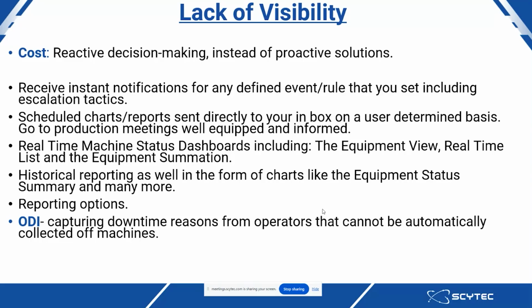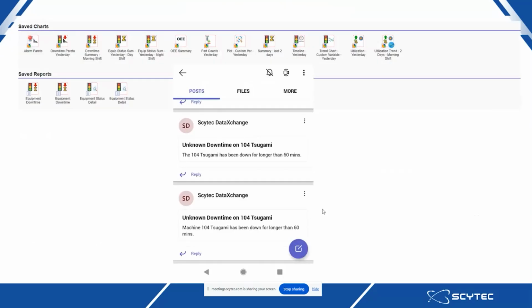Historical reporting is available as well, in the form of charts like the equipment status summary that I showed you earlier. I also mentioned the ODI for capturing downtime reasons from operators that cannot be automatically collected off machines. So that's just reiterating some of the stuff that I talked about earlier. And as I said, the broad goal of DataXchange is to expose machine data to make sure that manufacturers like yourselves are tackling issues that are bottlenecking your production.